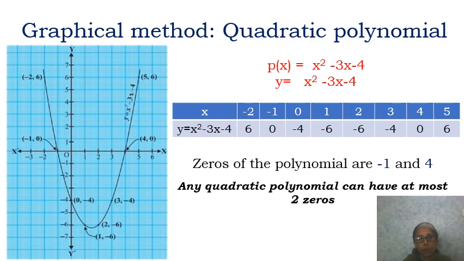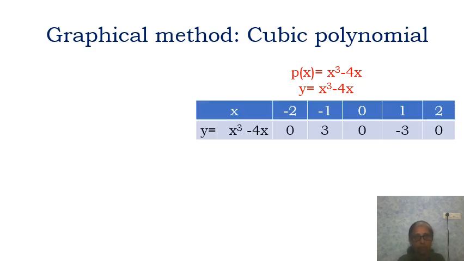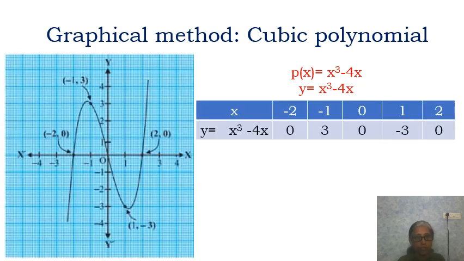Now we are going to do for a cubic polynomial. We'll take the example p of x is equal to x cubed minus 4x. Equate that to y and then get the points, draw the graph, and you find that the graph is having that S shape. See, for a cubic polynomial the graph will be like this.